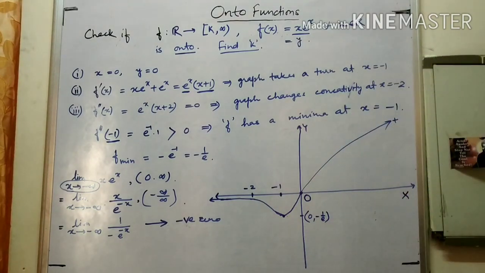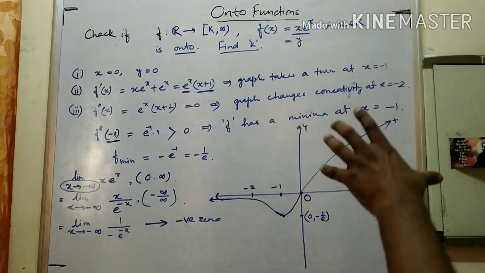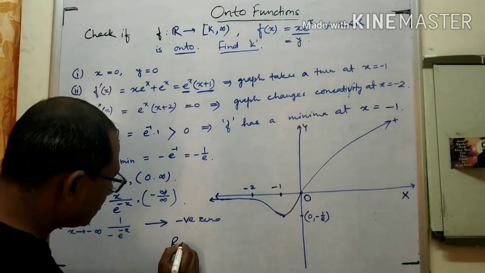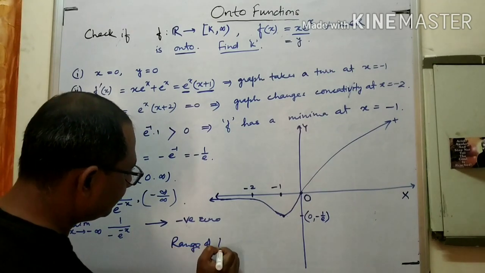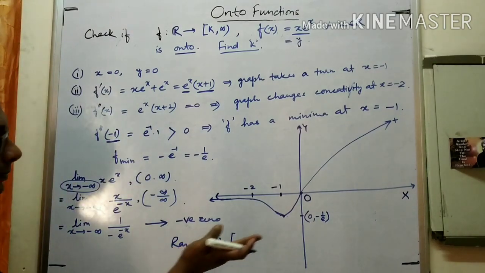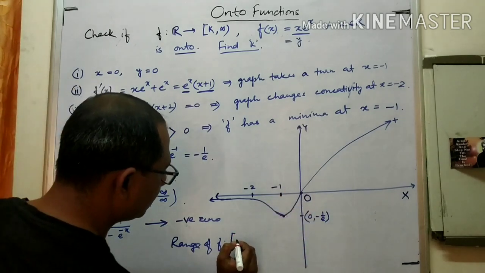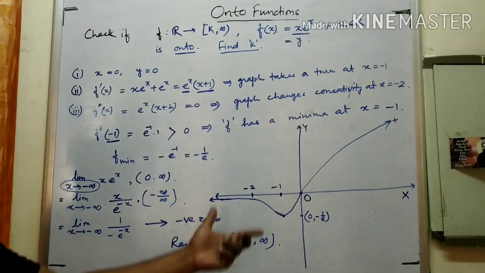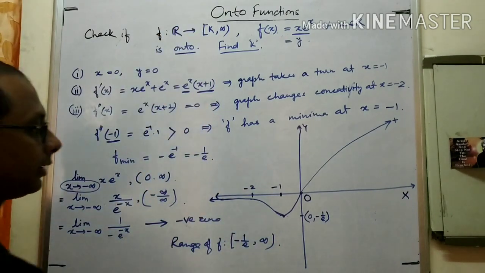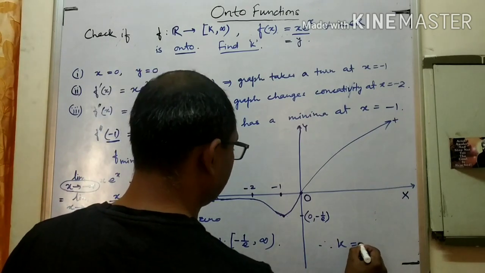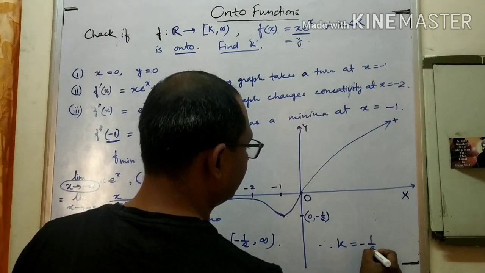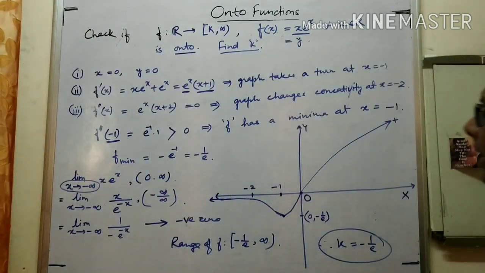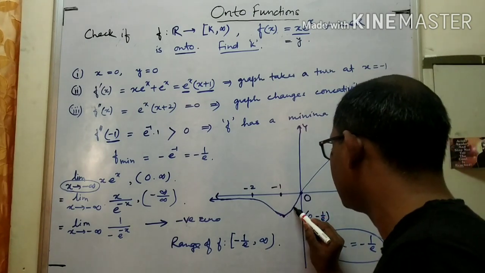The question was, we have to find the value of k if this function is onto. So the range of f, clearly it is the values of y from minus 1 by e to infinity. By comparing with that, we get k equal to minus 1 by e. This is the answer. We can answer any kind of question after drawing the graph.